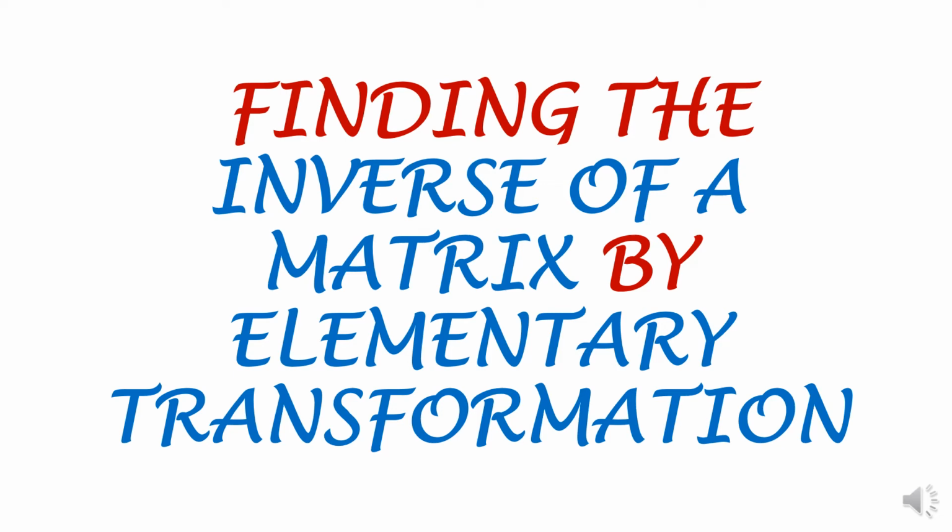Hello students. Today we are going to find the inverse of a matrix by the method of elementary transformation. Do you remember what is the inverse of a matrix? If A and B are matrices such that AB is equal to BA is equal to I, an identity matrix, then we say that B is the inverse of A or A is the inverse of B.